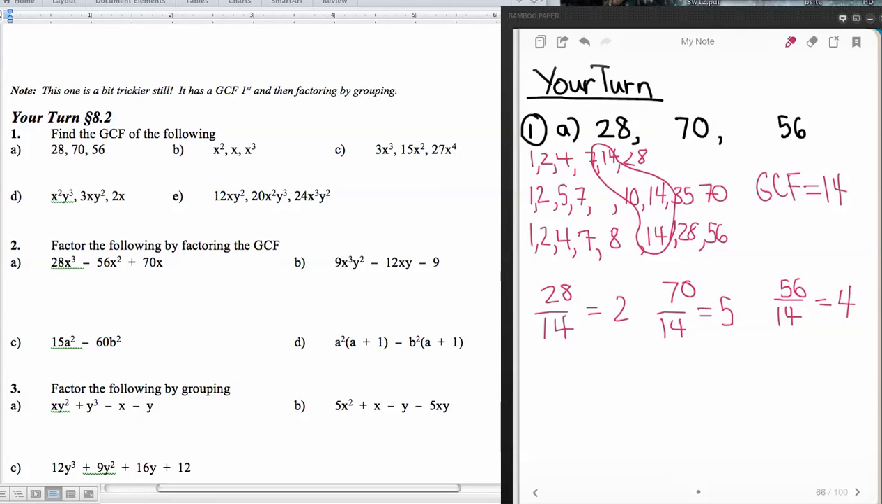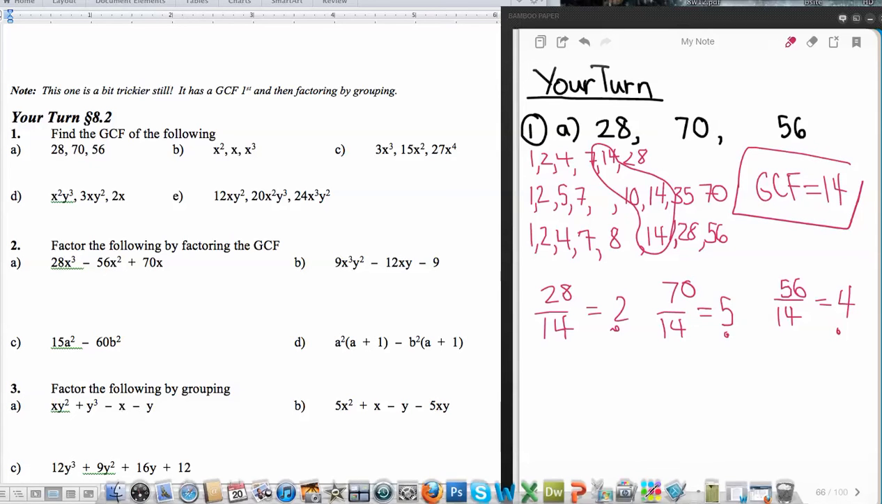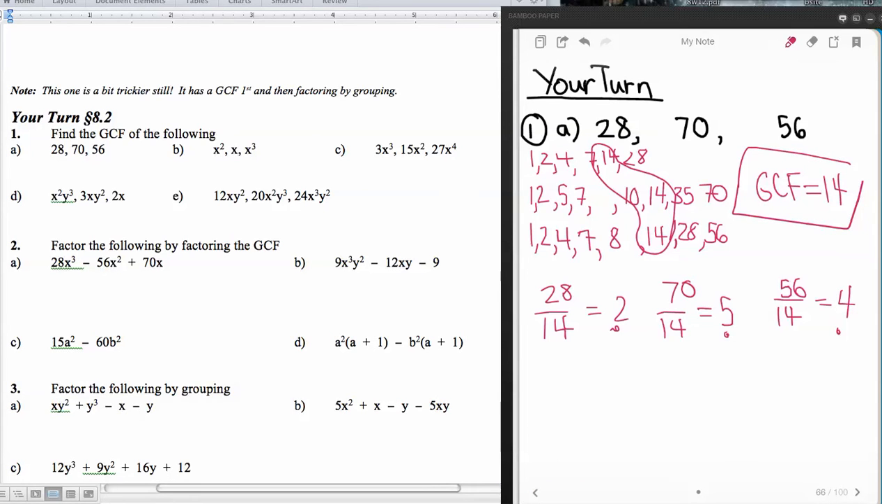And so now, looking at these numbers here, they were all evenly divisible, and is there anything left in common? Nope. So we know we did indeed get the greatest common factor. So the greatest common factor is 14, and that's how you can check yourself. First of all, evenly divisible. Second of all, the quotients of those would no longer have anything in common.